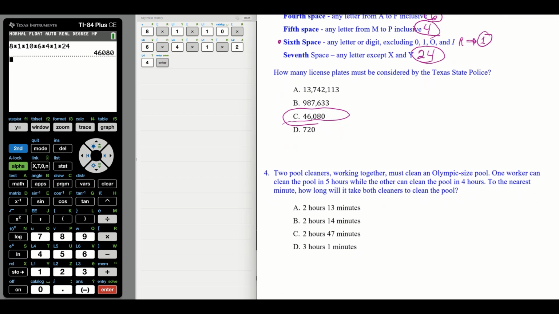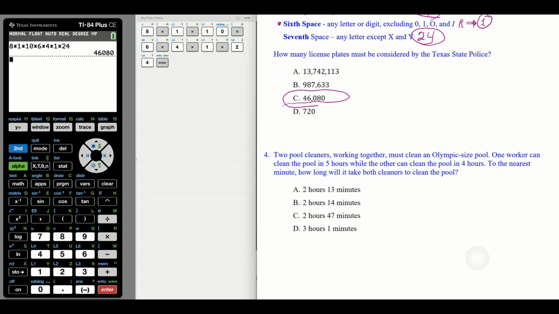Okay, let's try number 4. Two pool cleaners working together must clean an Olympic-sized pool. One worker can clean the pool in 5 hours, while the other can clean the pool in 4 hours. To the nearest minute, how long will it take both cleaners to clean the pool?